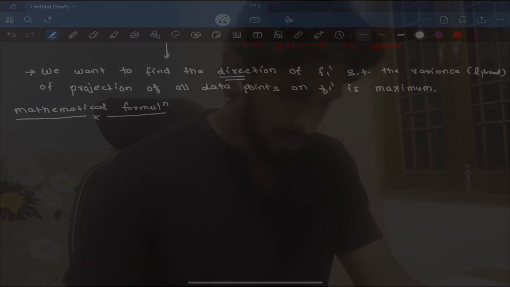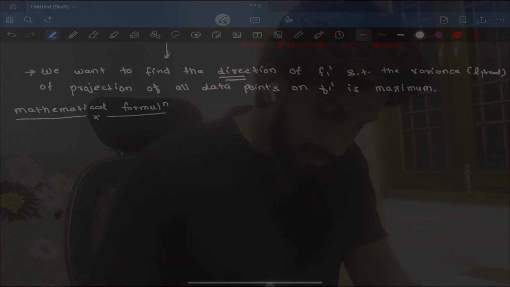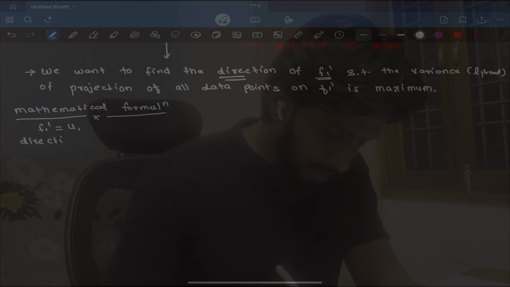Right, so we want to find the direction of f1 dash. Let's call f1 dash as u1, because all the articles and books refer to f1 dash as u1, and I don't want to find the whole line of u1. I just want to find the direction of u1, and the direction of any vector is represented by a unit vector. So the magnitude of u1 will be 1.